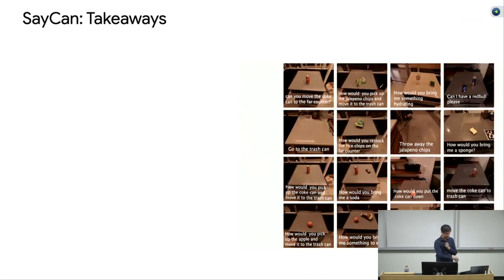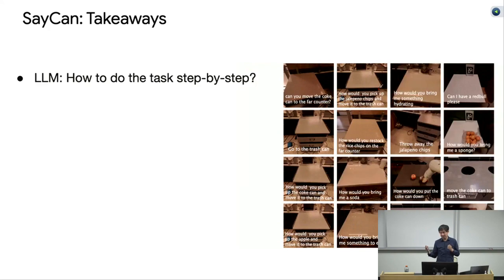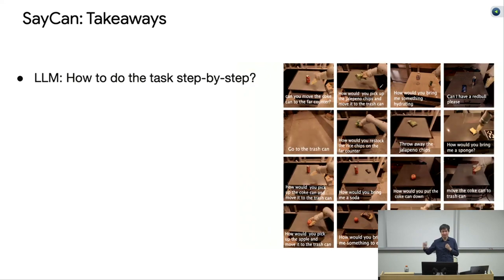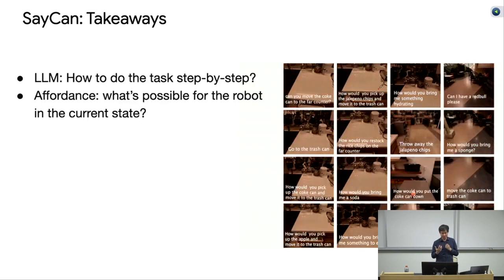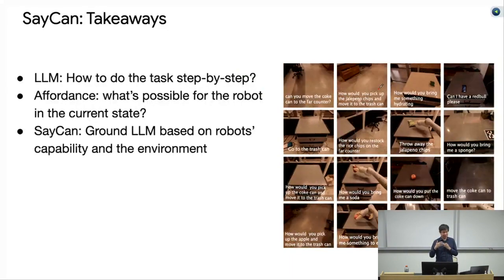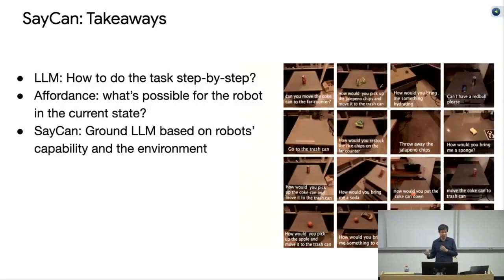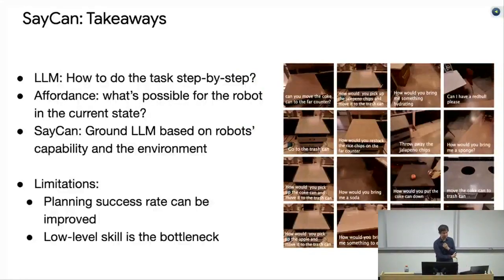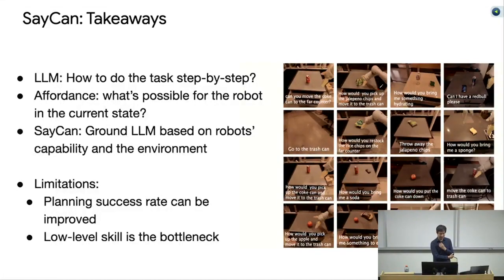So some takeaways for this project. Large language models have captured a lot of common sense from the internet scale of text data. So it knows how to decompose a long horizon complex task into smaller steps. At the same time, the affordance model tells what's possible for the robot to do in the current state. SayCan combines the large language model and the affordance model to ground the LLM based on the robot's capabilities and what the environment offers. So there are a couple of limitations of this work. First, the planning success rate is not particularly high. It's only 70%. And the low-level skill is still the bottleneck.